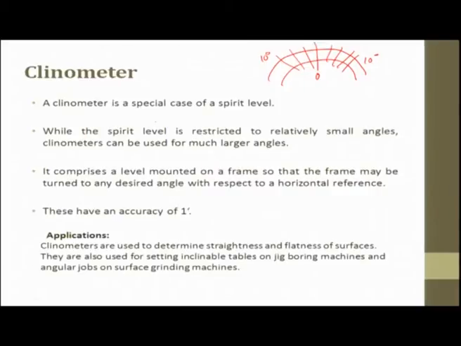So this clinometer comprises a level mounted on a frame, so that the frame may be turned to any desired angle with respect to a horizontal reference. So here the accuracy can go up to 1 minute. They are used to determine the straightness and flatness of surfaces. They are also used to set inclinable tables of jig boring machines and angular jobs on surface grinding for machining.